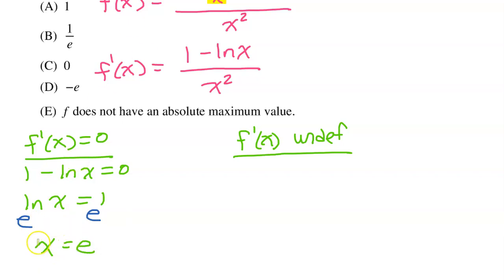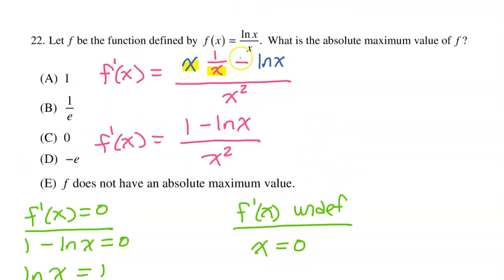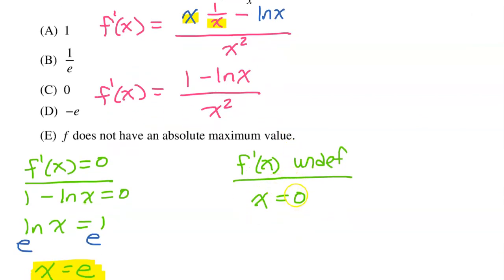So this is our first critical value. This goes on the sign chart. How about where f prime is undefined? A fraction will be undefined when the denominator is equal to 0. So obviously that means that x will equal 0. Notice that f of x is not defined when x is equal to 0. Natural log x is not defined, and putting 0 in the denominator normally would be a vertical asymptote. So I'm going to put this on the sign chart, but I'm going to put a parenthesis next to it to show that 0 itself is not to be included.